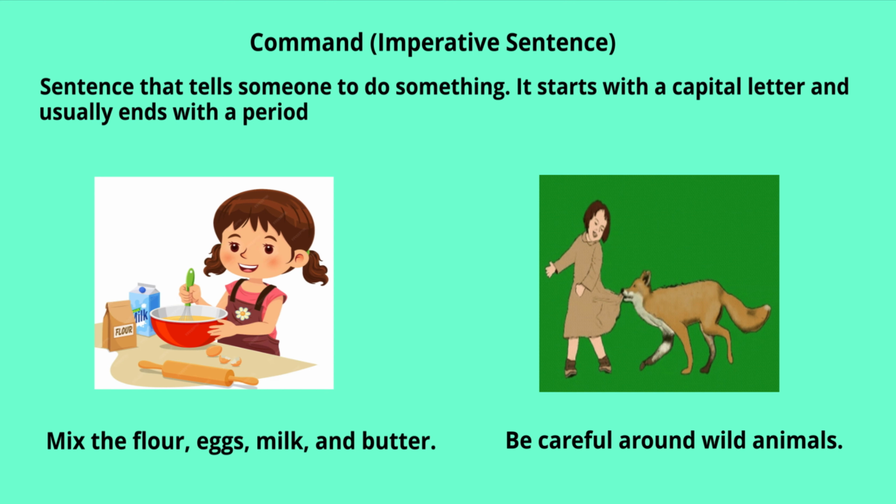In the second image, what do you see? You see a wolf pulling the girl's frock, right? Be careful around wild animals. That means you are said to be cautious. That's a command, right? Be careful around wild animals. So this would be an imperative sentence because somebody is telling you to be careful.